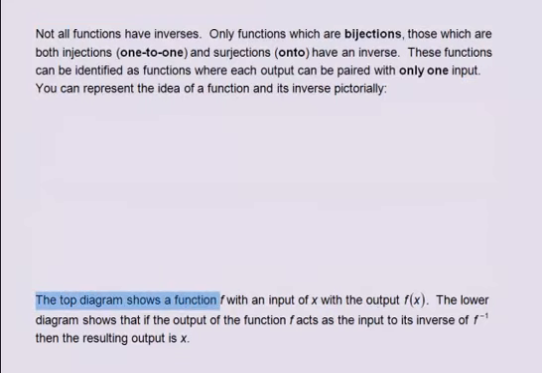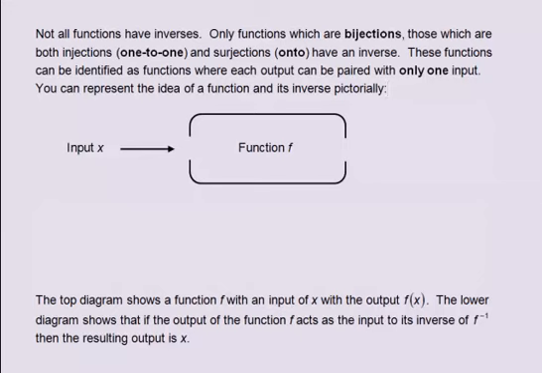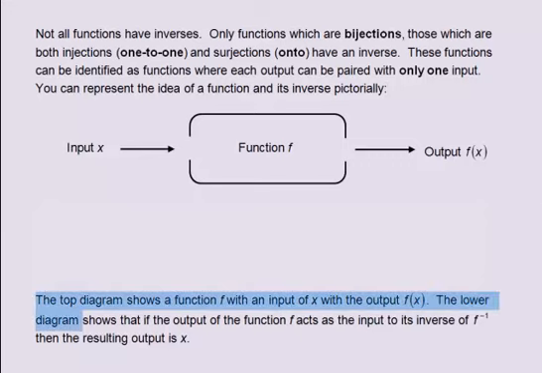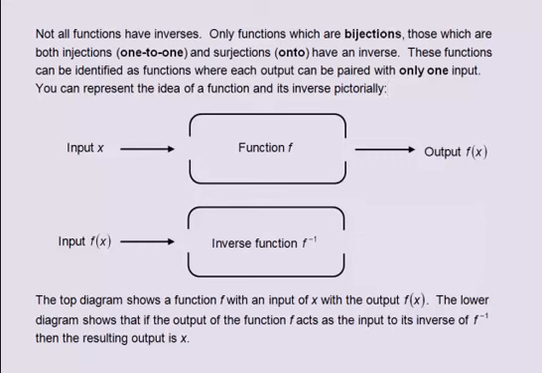The top diagram shows a function f with an input of x and with an output f of x. Start with some input x. This is inputted into the function f, represented by this box. The output from the box is f of x. The lower diagram shows that if the output of the function f acts as the input to its inverse, f minus 1, then the resulting output is x. If the input is f of x into the inverse function f minus 1, then the output is x.